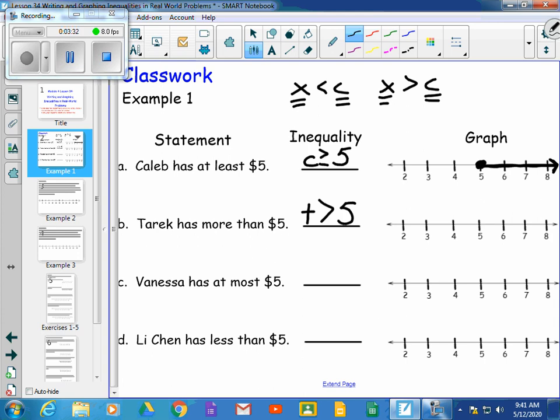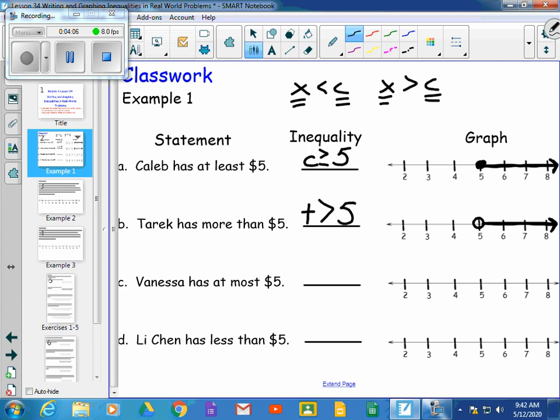To graph what Tarek can have, since he cannot have 5, but he can have immediately what's to the right of that, we're going to put an open circle this time on the 5. That shows us he cannot have 5. But all the numbers to the right are going to be greater than 5, and there's going to be parts between there. So we're going to draw an arrow from that circle to the right.